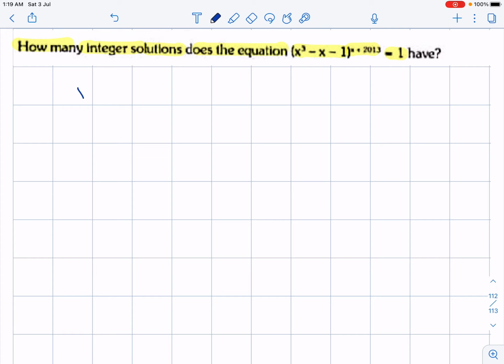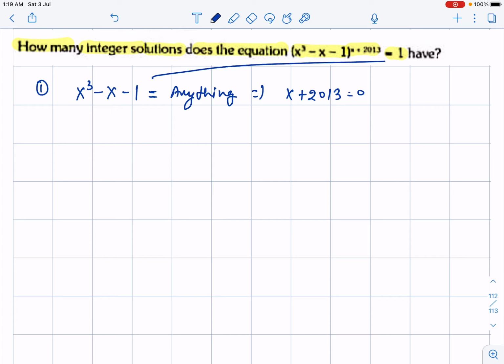Okay, so x cube minus x minus 1 can be anything. First case I am considering, it can be anything, but its power is equal to 0. That means x plus 2013 is equal to 0. Then we will get this answer as 1. Hope you guys would have got my point, because anything to the power 0 is 1. That implies x can be equal to minus 2013. One of the solutions of this equation is x is equal to minus 2013. This is one integral solution of this equation.